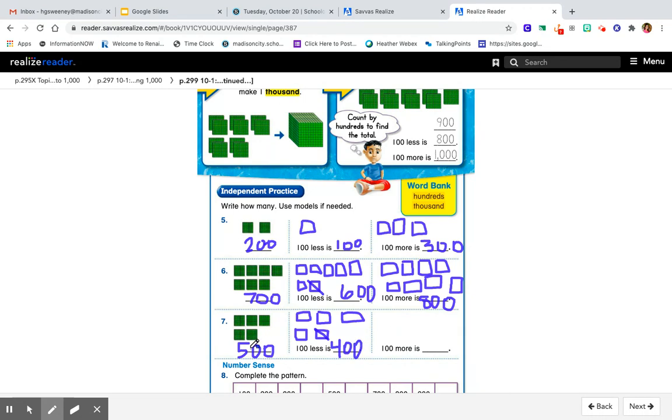Now what's 100 more than 500? So let's go ahead and put 5 back down. You can put 5 back down.